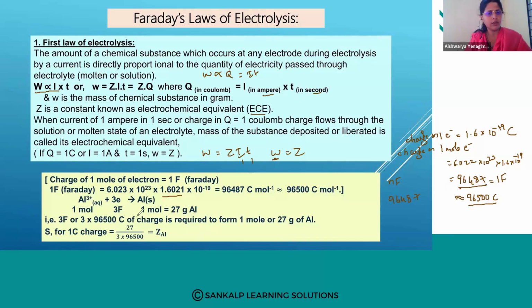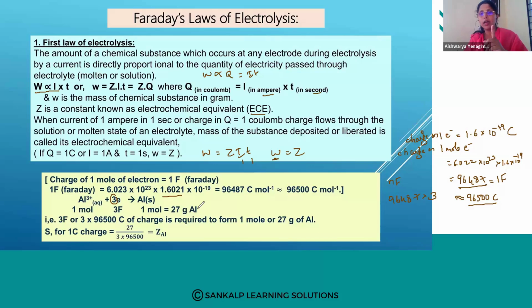Fine. So here they have given an example. You can see Al plus 3, it is gaining 3 electrons and it is becoming Al solid. So for 1 mole of Al plus 3, how many Faradays are required here? How many electrons? nF. So how many electrons? 3 electrons. So 3 Faraday. 1 mole means how many grams of aluminum? You have studied about mole concept in class 11.